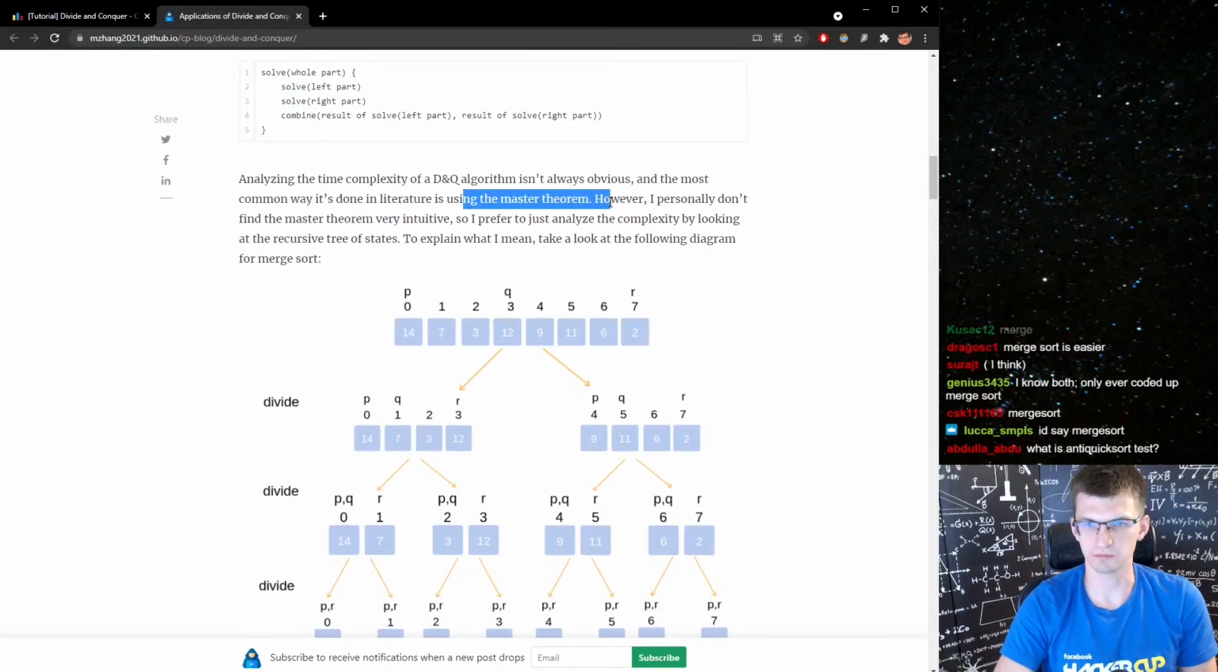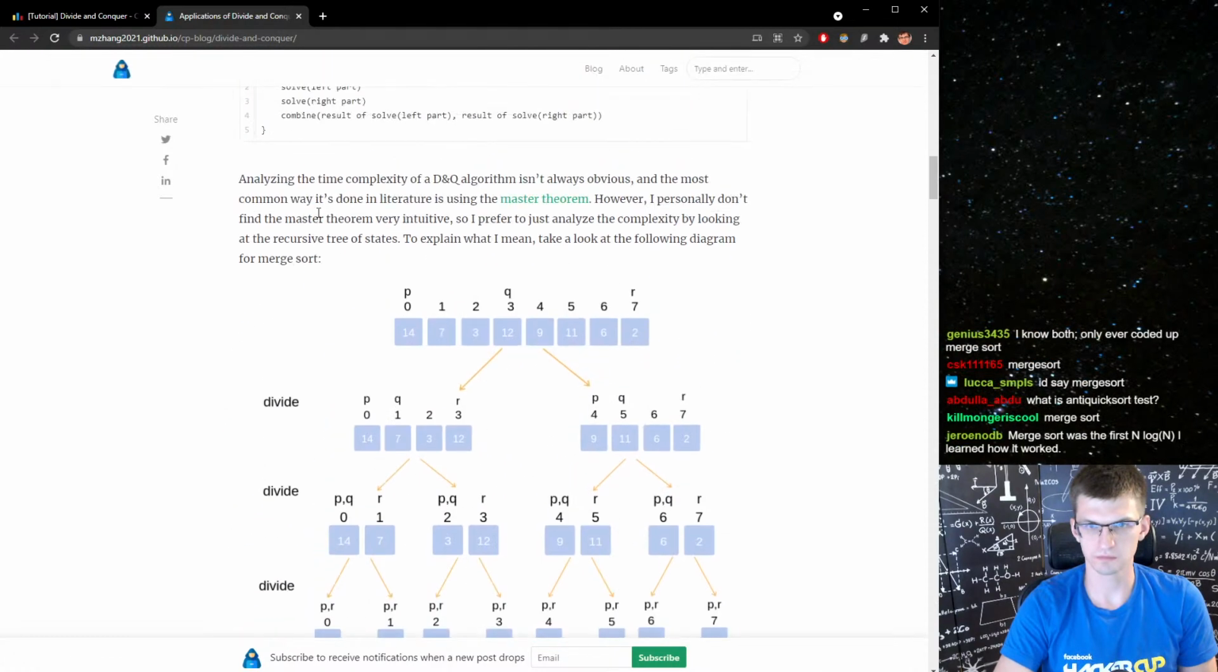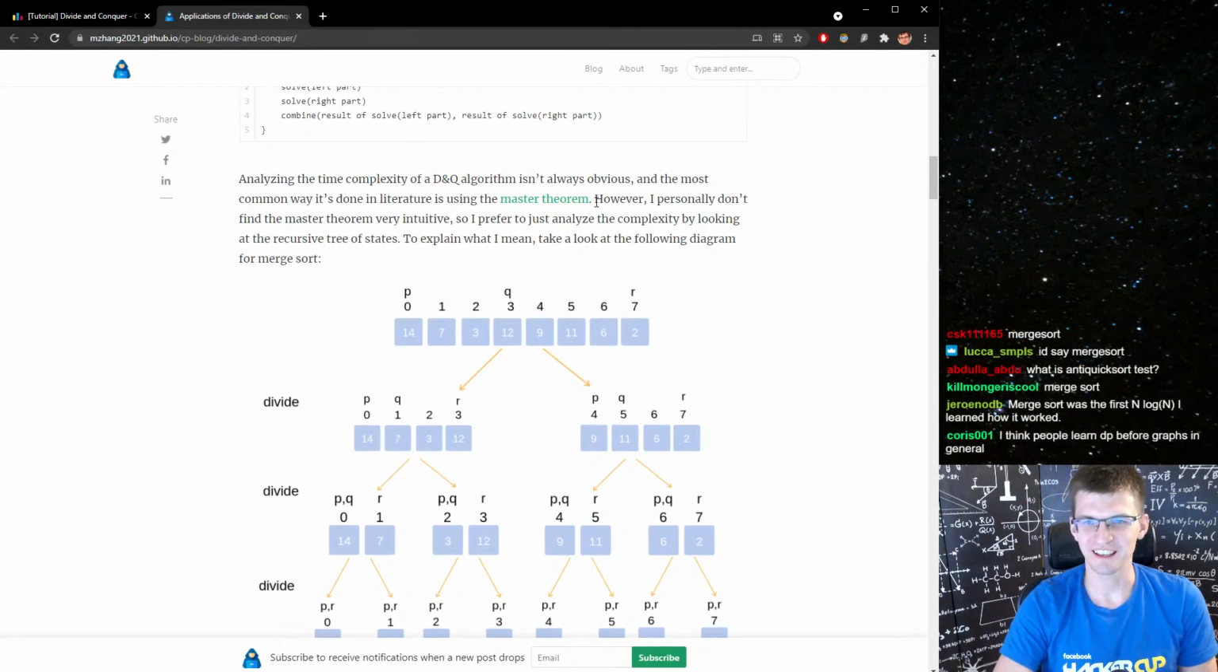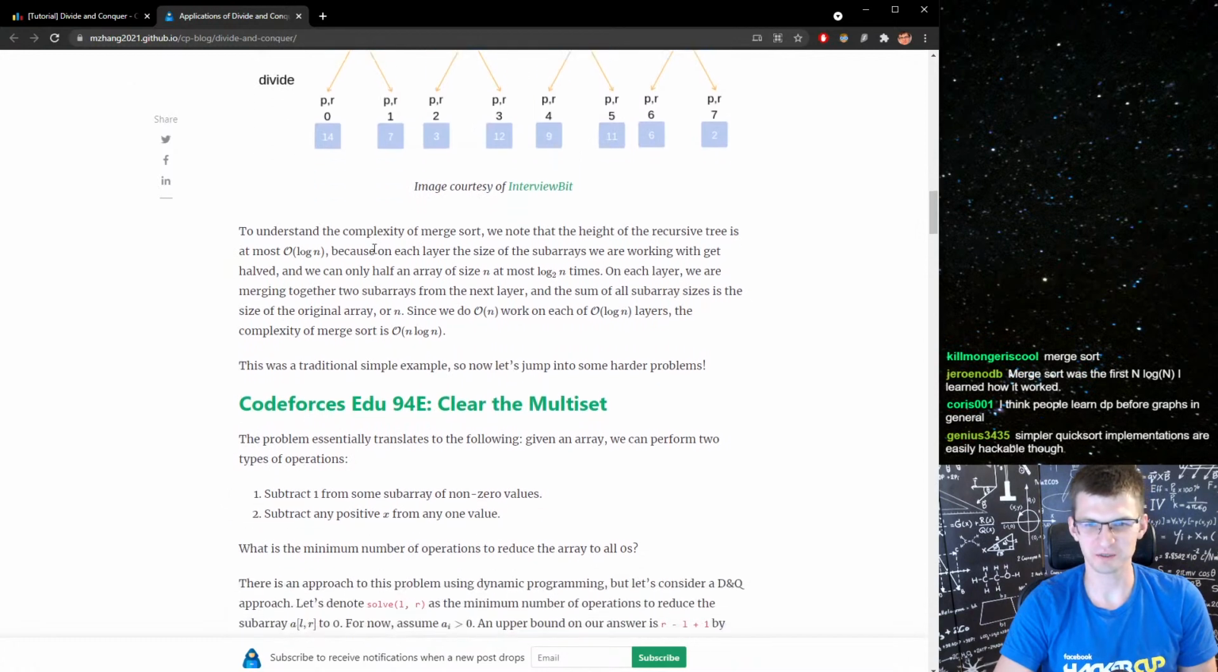Master theorem. Boo. Oh, I shouldn't boo this. I personally don't find it very intuitive. Good. I'm quick to judge.